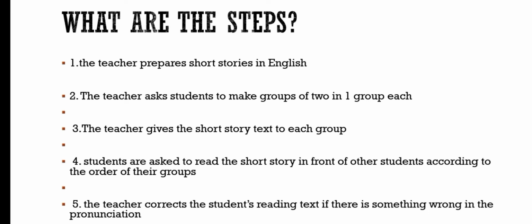Number 1. The teacher prepares short stories in English. Number 2. The teacher asks students to make groups of 2 in each group. Number 3. The teacher gives the short story text to each group. Number 4. Students are asked to read the short story in front of other students according to the order of their groups. Number 5. The teacher corrects the students' reading if there is something wrong in the pronunciation.